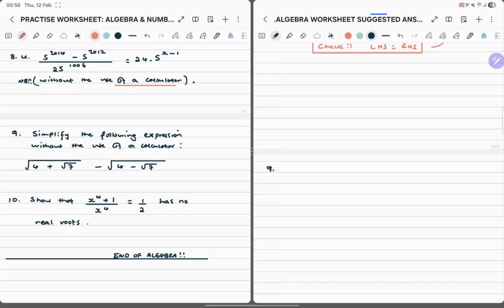Arithmetic. Simplify the following expression without the use of a calculator. Now, how am I going to do this, guys?